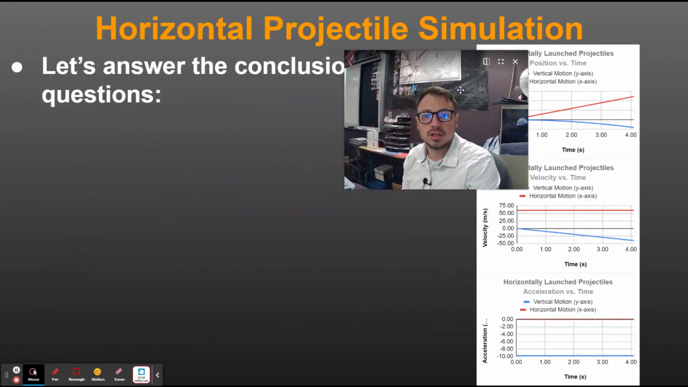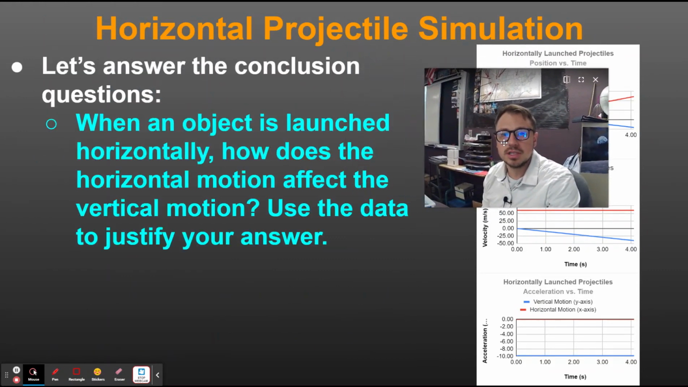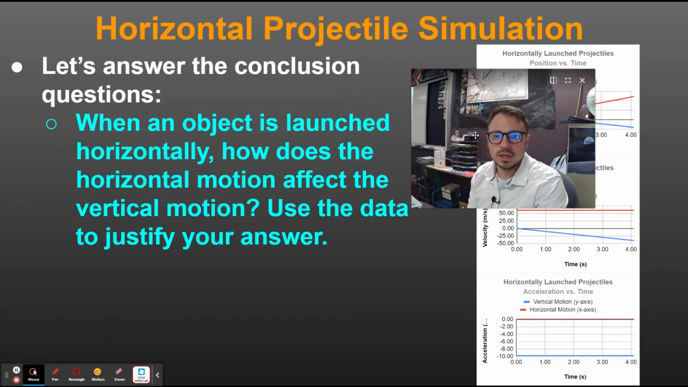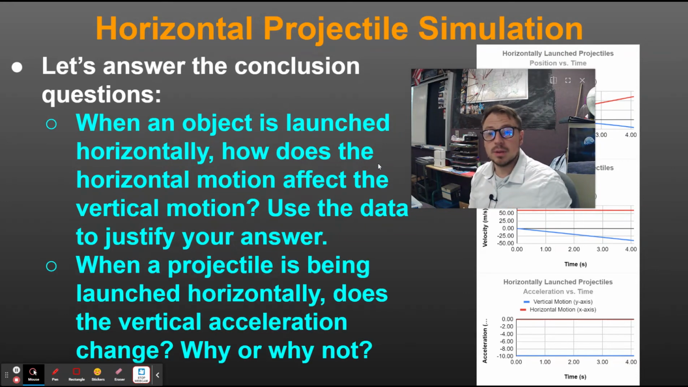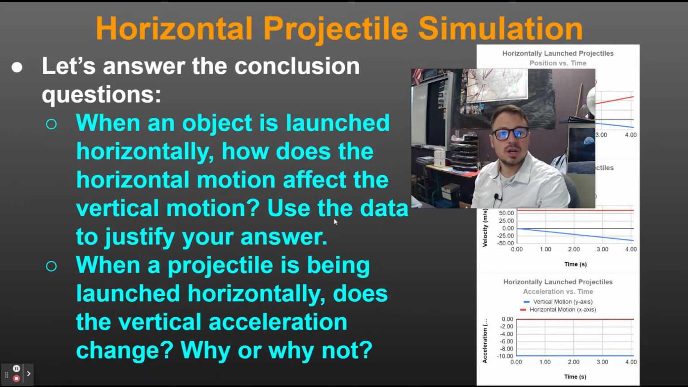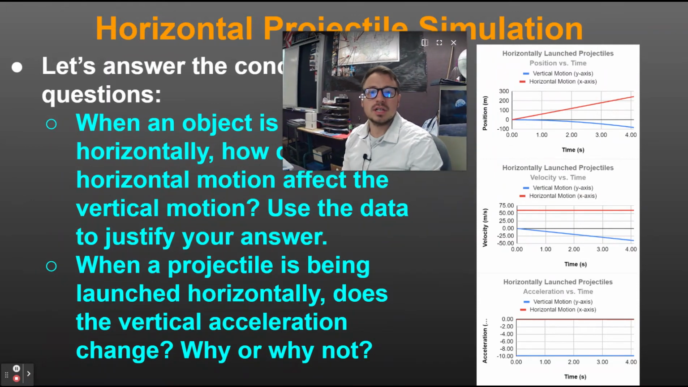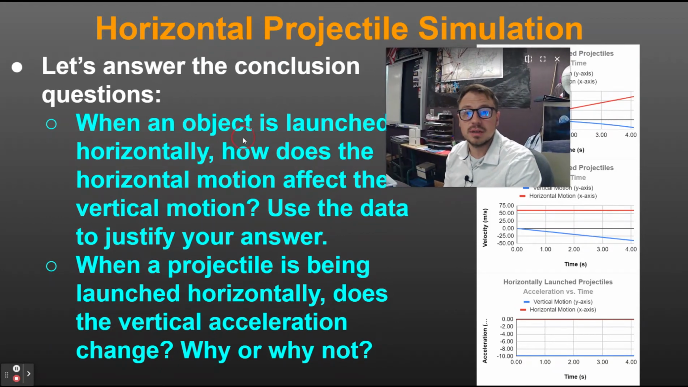So now let's take a look at the conclusion questions, right? When an object is launched horizontally, how does the horizontal motion affect the vertical motion? The answer is it doesn't, and it's because it took the same amount of time to land regardless of that horizontal velocity. Now, when a projectile is being launched horizontally, does the vertical acceleration change? Why or why not? The vertical acceleration does not change. The up and down acceleration is because gravity is what's causing it, so it's not going to change, right? Regardless of that initial velocity, gravity is going to be pulling it down at the same rate.